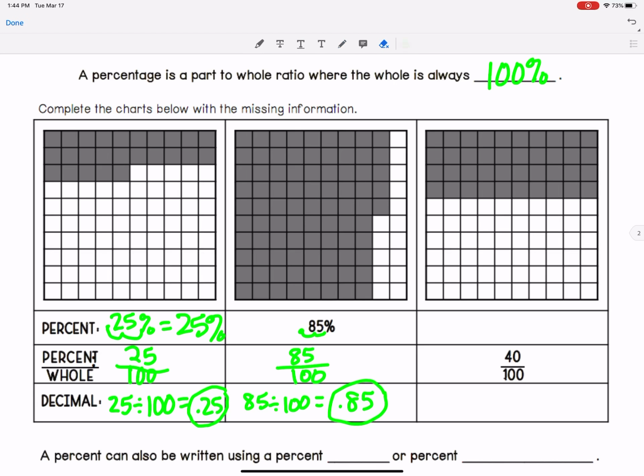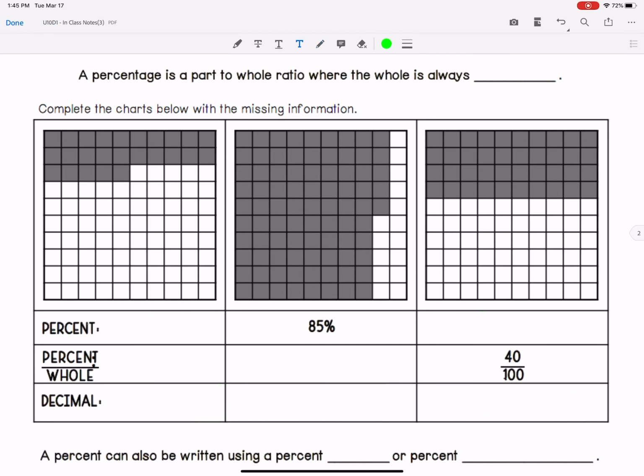Okay, let's move on to the third question. It starts by giving us a percent over the whole. So it says 40 boxes are shaded out of 100. What's the percent of boxes that are shaded? Well, let's talk about a decimal first. 40 divided by 100, that gives us 0.40. Once again, I got that by doing 40 divided by 100. Now, if I wanted to move that into a percent, I just take my decimal, move it 2 places to the right, and then put a percent sign. So I would have 40% compared to my decimal, which is just 0.40.